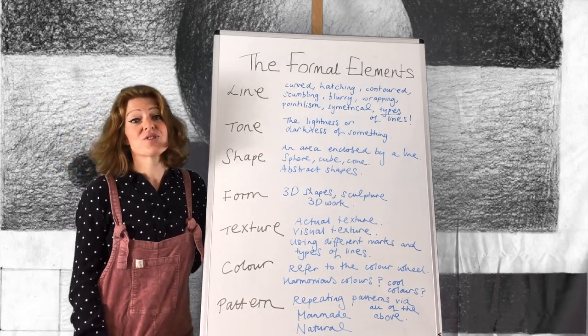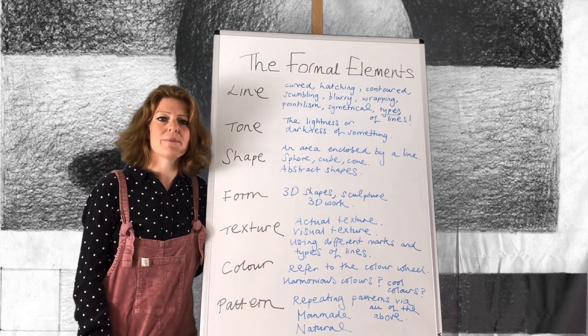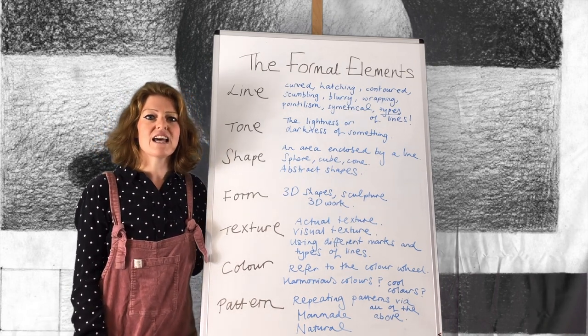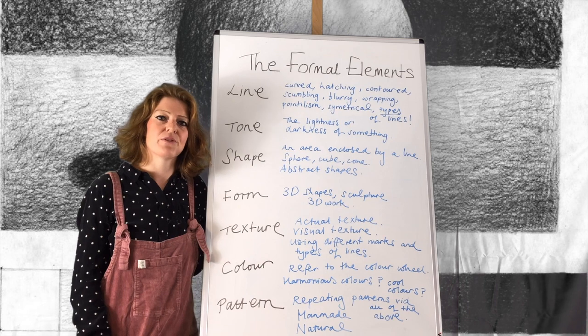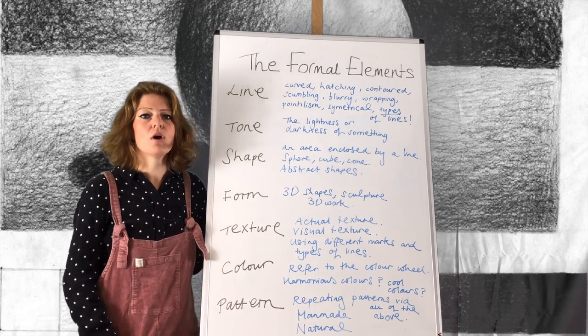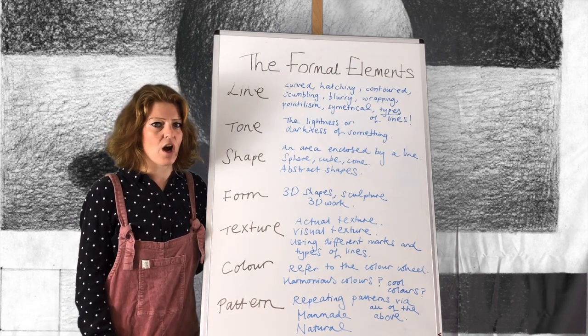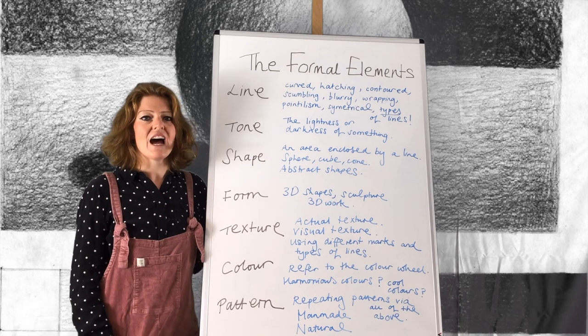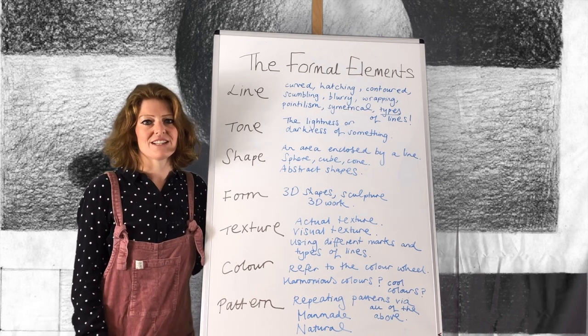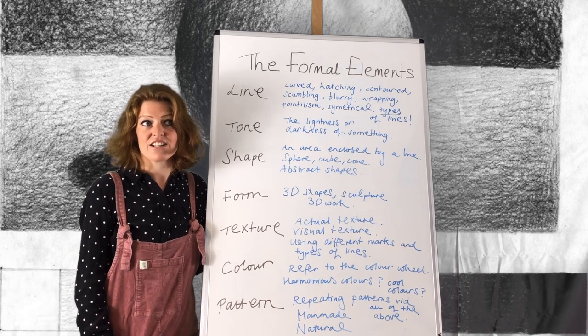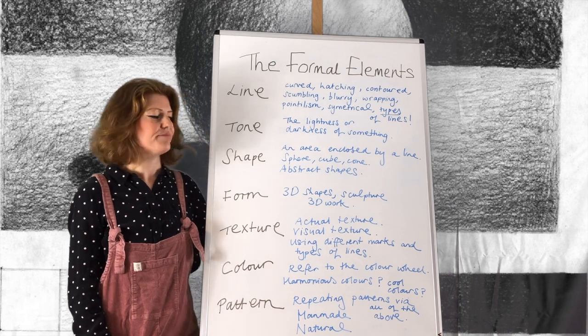Second one, tone. So this is the lightness or the darkness of something. You want to be commenting on the tonal value. Is there a really, really dark part of the painting, for example? Is there a really light part of the artwork? Comment on these, and what is the intention for this lightness and this darkness?